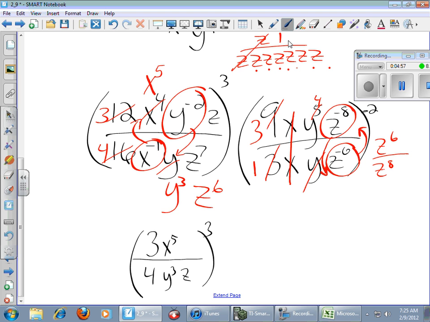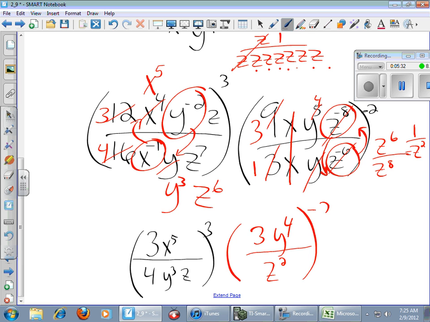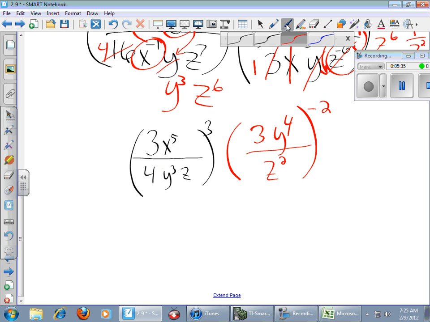Now if I picture these z's in my mind, I've got 6 z's in my numerator, 8 z's in my denominator, and I start to cancel them. Well, once I'm out of things to cancel, there are no z's left in the numerator. They're gone. And there's only 2 z's being multiplied in the denominator. So this turns into a z squared, but it's in the denominator. So this quantity in the numerator, I have a 3y to the 4th. In the denominator, I have a z squared. And it's to the negative second. All right, moving right along.